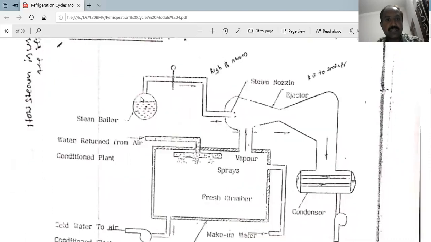The steam jet refrigeration system consists of a boiler. The steam boiler produces high temperature steam, which then flows through a nozzle, and the kinetic energy of the steam increases. Then in the flash chamber, the cold water is there, the return water is sprayed, and the cold water will be collected here.